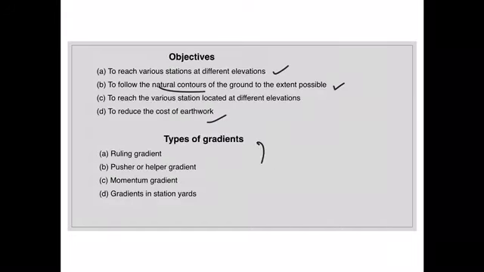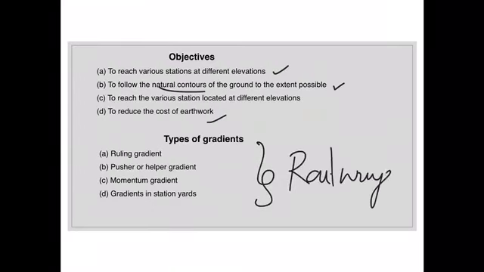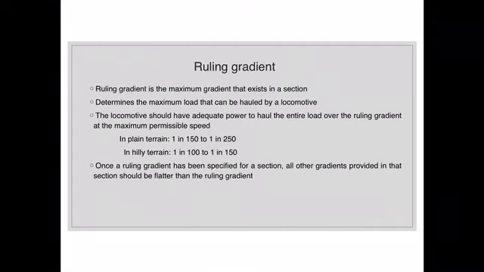Now the various types of gradients provided in the railways can be considered under four headings. The first one is the ruling gradient, second the pusher or helper gradient, then the momentum gradient, and gradients in station yards. We will discuss what all these gradients are, when they will be provided, and what the limitations are. Here first we'll talk about the ruling gradient.